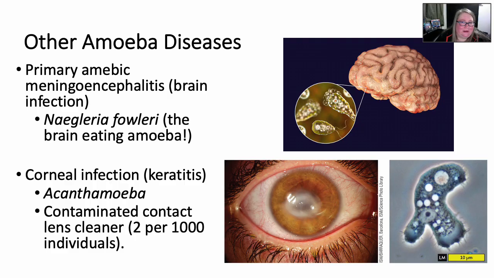Okay, we are going to quickly talk about two other diseases caused by amoeba. The first one is really popular with the media, because it's kind of exciting, even though it's really uncommon, and that is primary amoebic meningoencephalitis, or a brain infection. We're talking about the brain-eating amoeba, Naegleria fowleri. You can pick up this brain-eating amoeba by swimming in contaminated water.